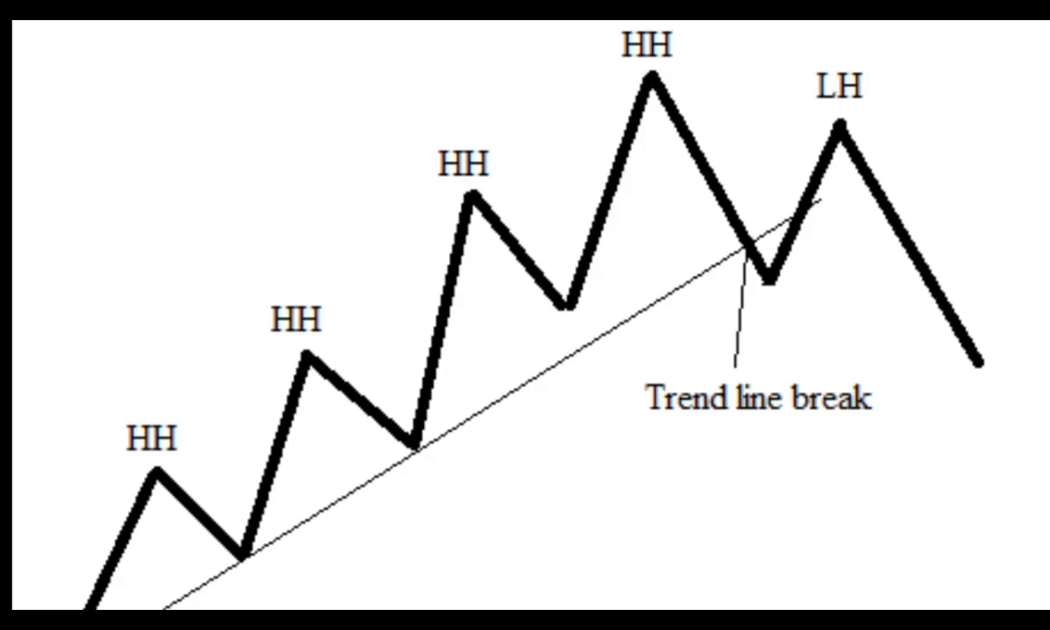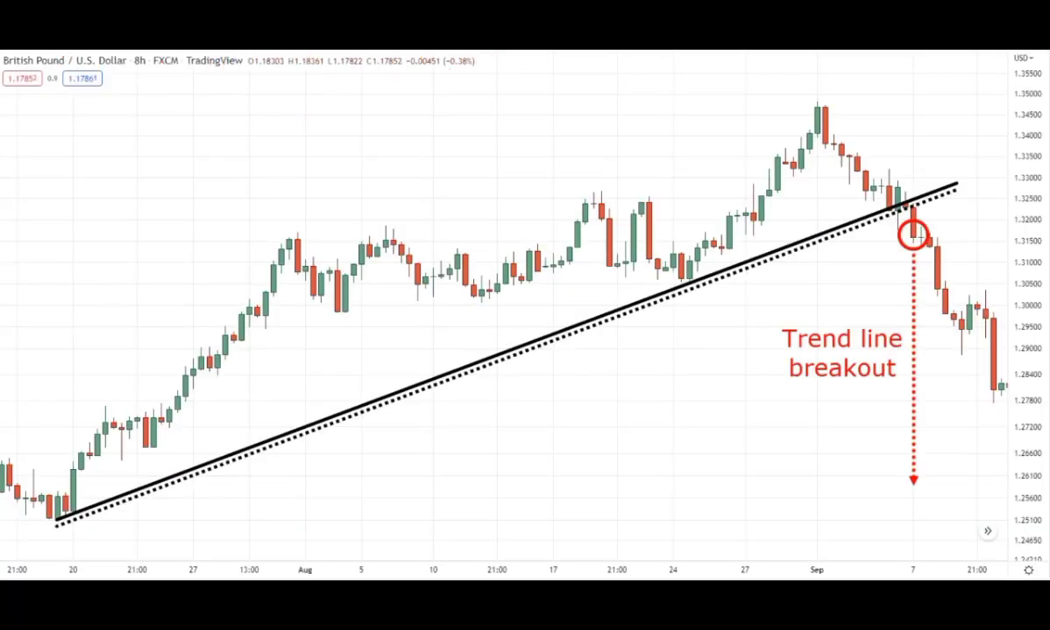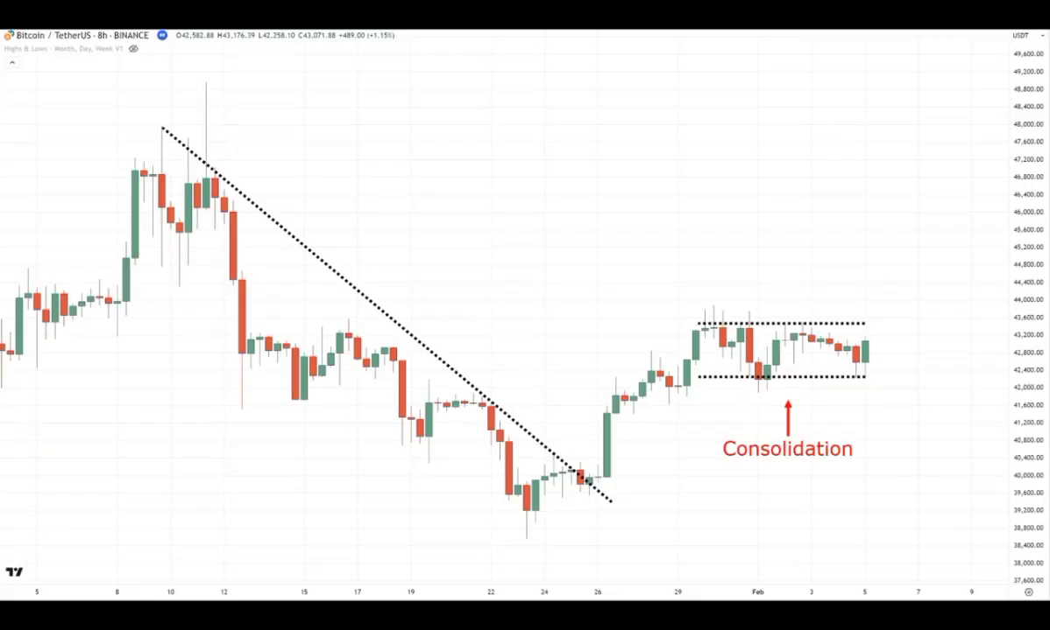All right, here's where things get exciting. What happens when price breaks a trend line? This is often a signal that the trend could be reversing or losing steam. Traders love these moments because trend line breaks can give you clear entry and exit signals. When the price breaks below a trend line in an uptrend, it could mean the bulls are losing control and sellers are stepping in. Similarly, if the price breaks above a downtrend line, it could signal that the bears are exhausted and buyers are gaining strength.